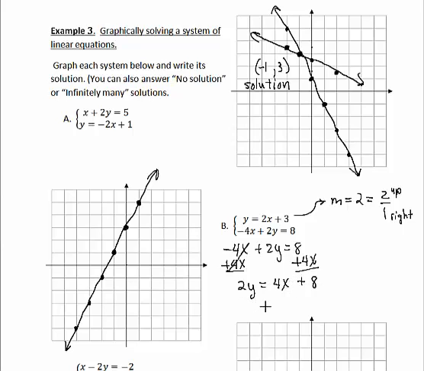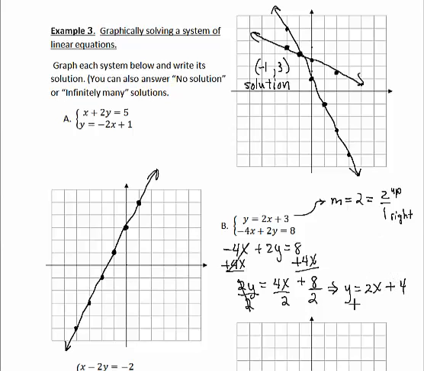So 4x plus 8. And now we just go through the equation to get rid of the 2 in front of the y, and we divide by 2. This yields the slope-intercept form, which we need to graph the equation. 4 divided by 2 is 2, and then 8 divided by 2 is a 4.